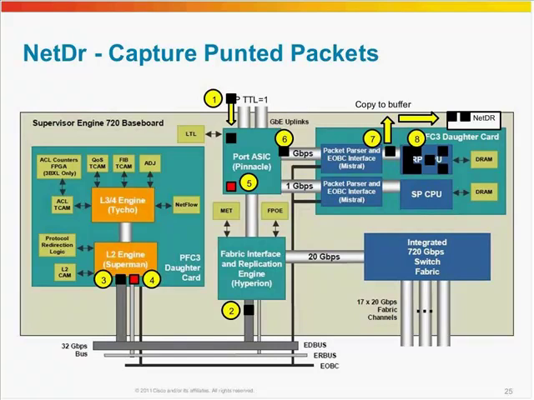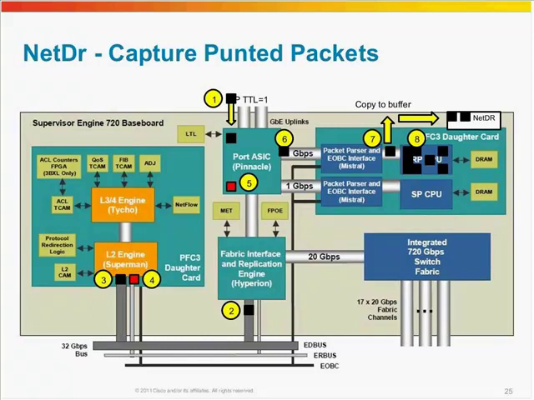Okay, so the packet has reached number seven, and seven is the Mistral ASIC. Now we have the NetDriver tool right here, after the Mistral ASIC. So when we are looking at this NetDriver tool, we are basically looking at the packets which are going to my RP CPU.